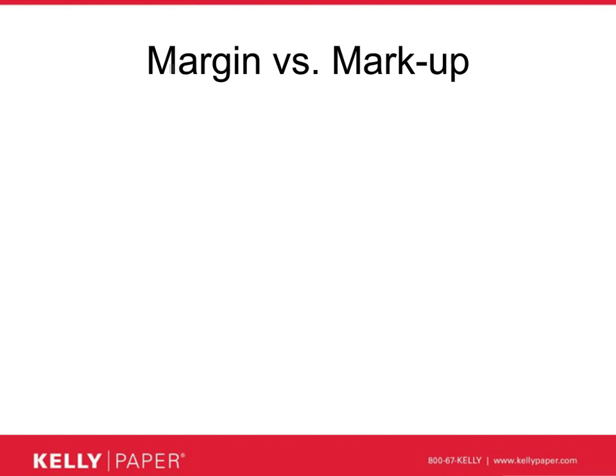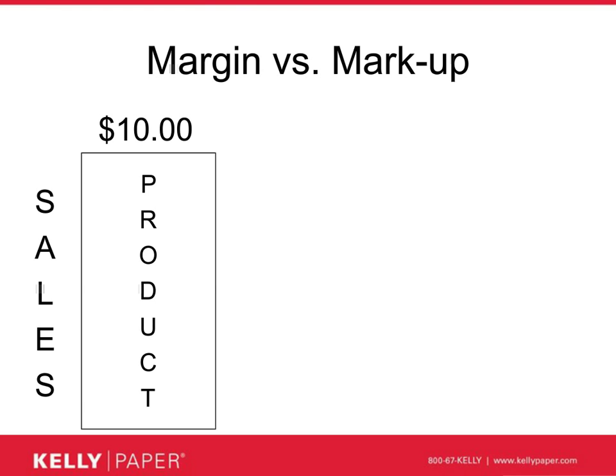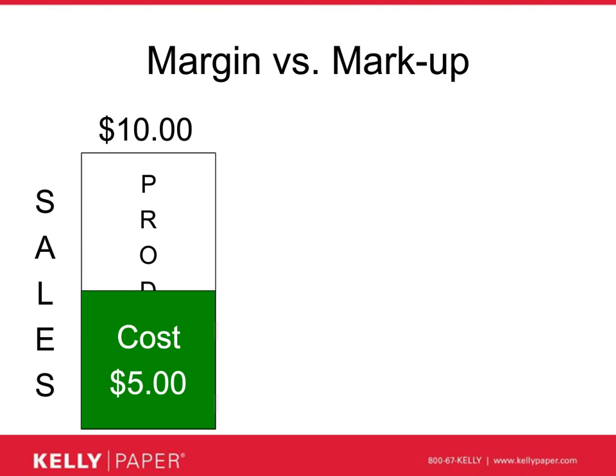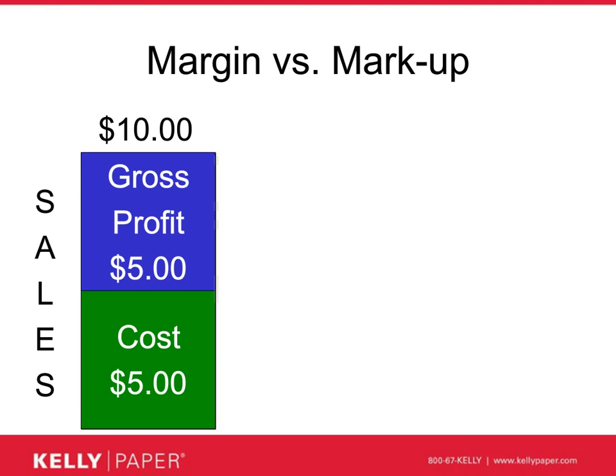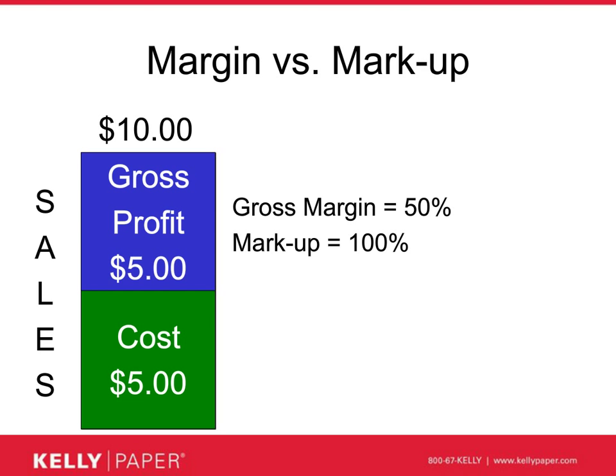Let's take a look at an illustration that demonstrates sales, cost, gross profit, profit margin, and markup. If we sell our product at $10 and our cost is $5, that means our gross profit is $5. As you can see, the gross margin is 50% of the selling price of the product. This means that we marked the cost of the item sold up 100% of the cost of goods.